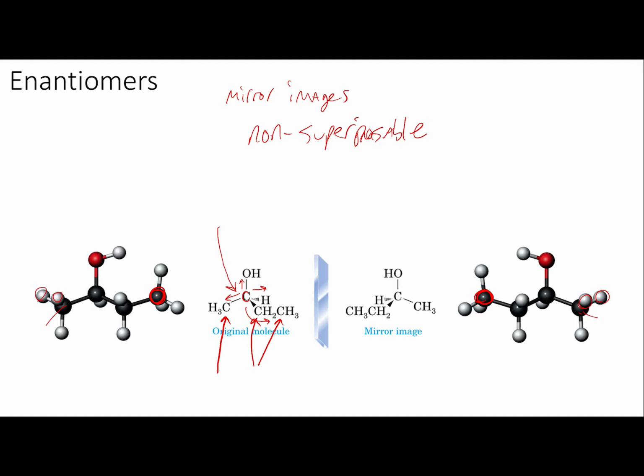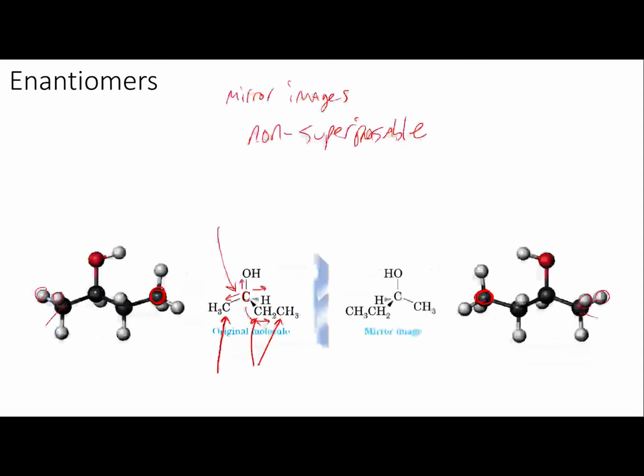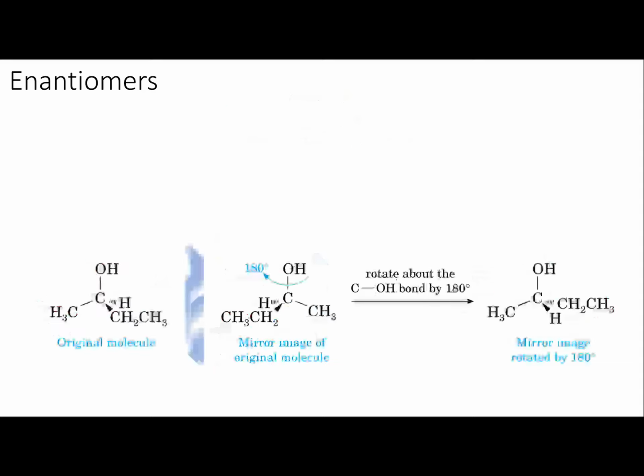Let me show you why these are not superimposable. To be able to see why the mirror image of 2-butanol is not superimposable, let's rotate it. So this is the same molecule as before, only not in the ball and stick model. So if we were to take this and rotate it, spinning it around 180 degrees, these groups down here all change, they'll rotate, right?